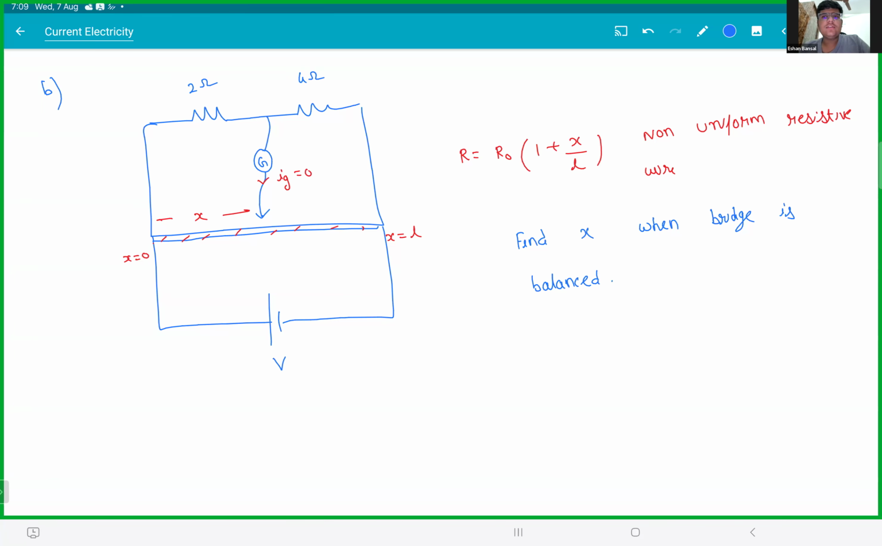I think you have to give the resistivity, no? Giving R, it is not making any sense. Hmm. I didn't get anything. How do I integrate it? So what will happen?